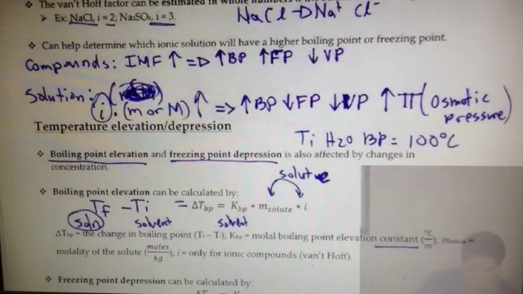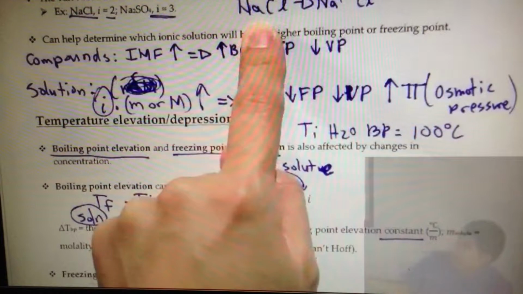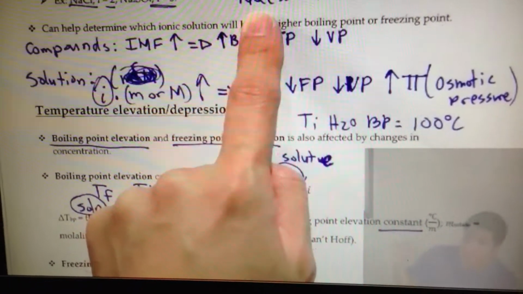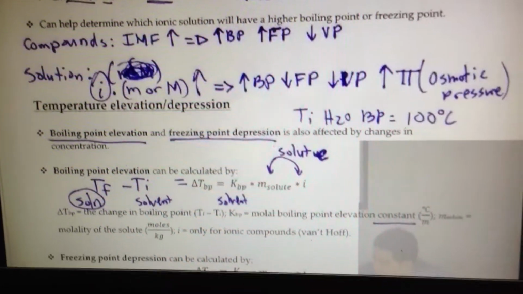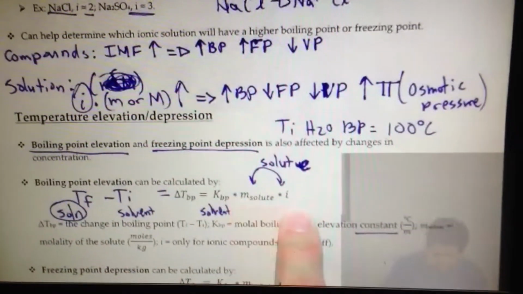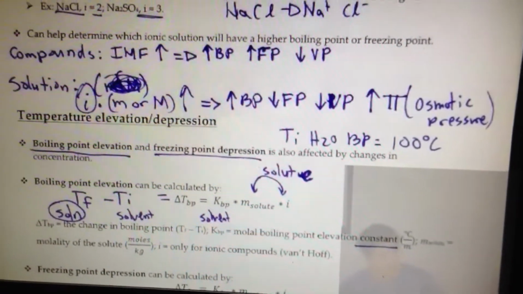Okay, if they just gave you sodium chloride, NaCl, you got to assume that that's a compound, unless they give you a molality, then that would be a solution. Yes, ma'am. Is that i times? Yes, because these are m times i. Sorry about that. Yes, it is times. Okay, so we'll see that in action right now.